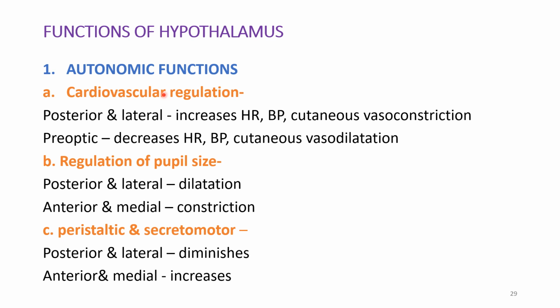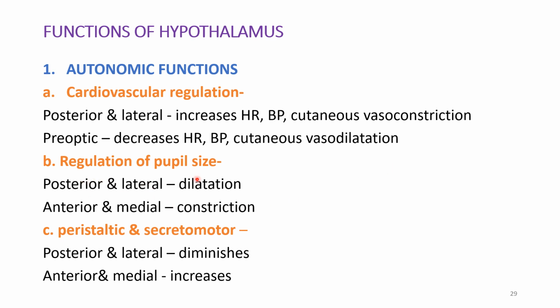Then coming to the functions of the hypothalamus. What are the functions of the hypothalamus? First function is autonomic function. In that, it regulates the cardiovascular system. If the posterior and lateral parts are stimulated, they increase the heart rate, blood pressure and cutaneous vasoconstriction. If the preoptic nucleus is stimulated, it decreases the heart rate and blood pressure and causes cutaneous vasodilatation.